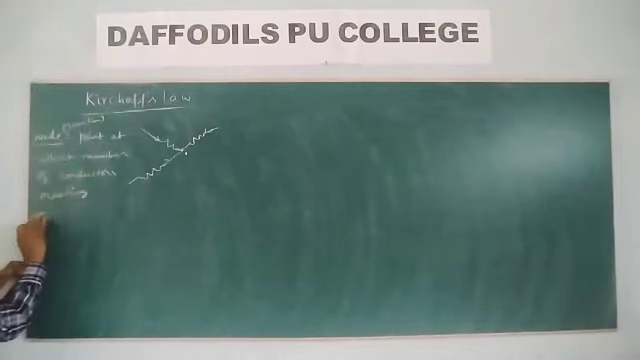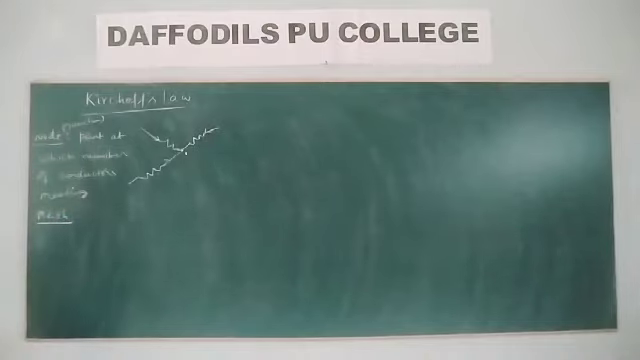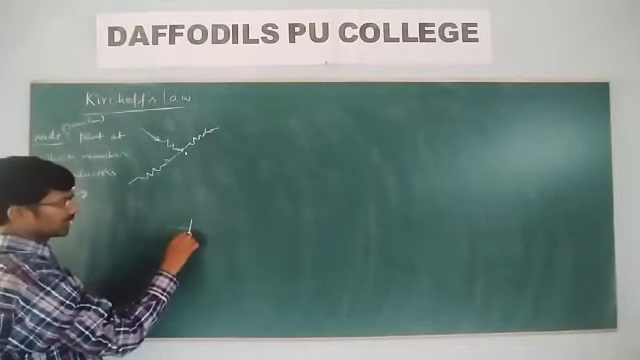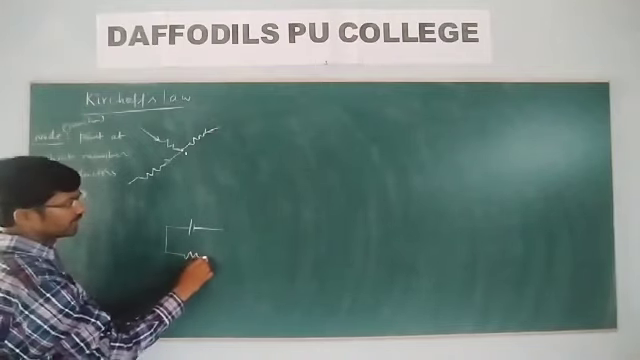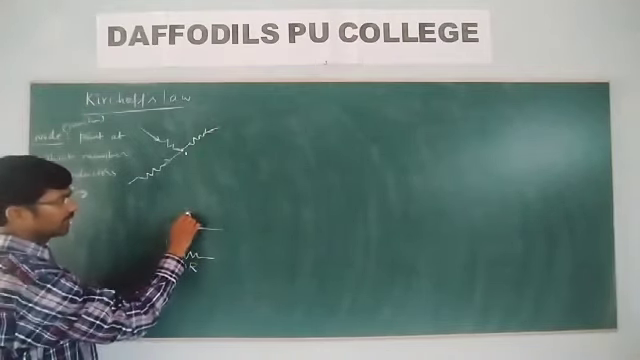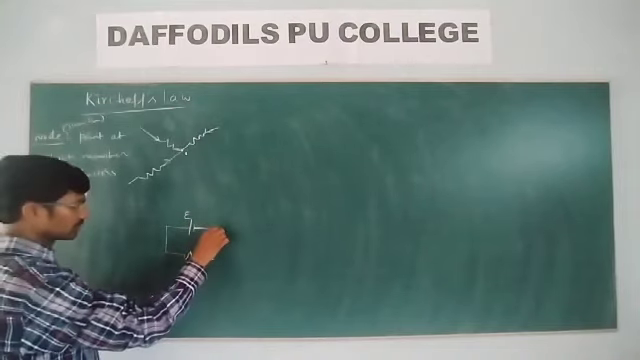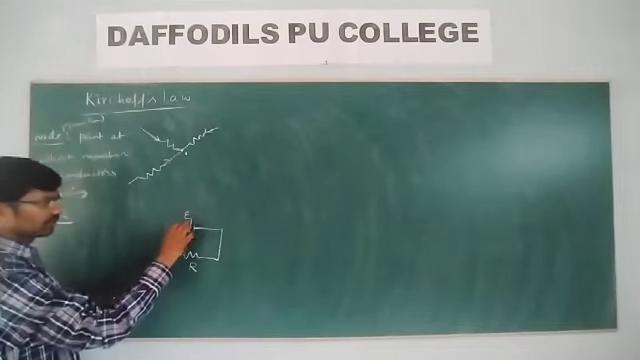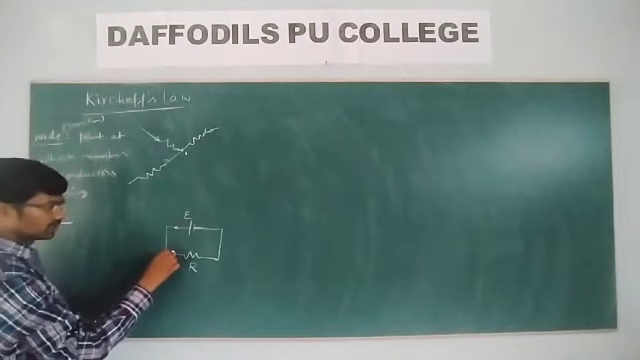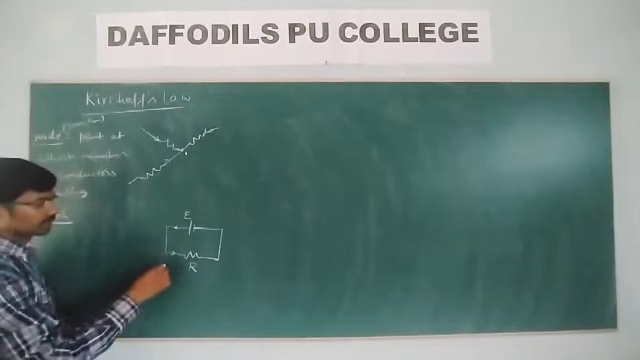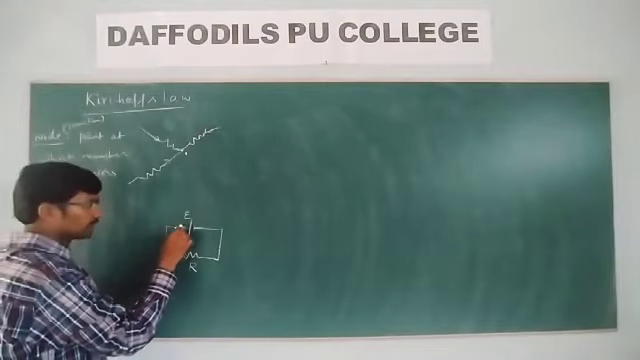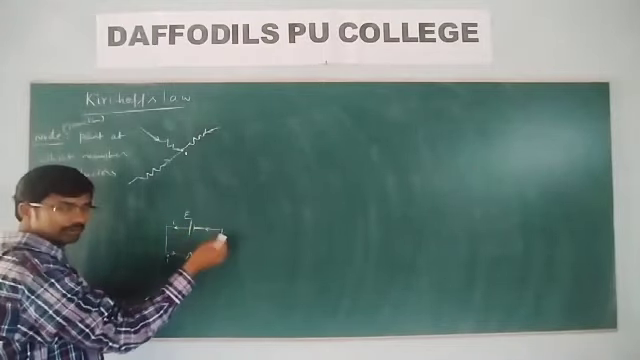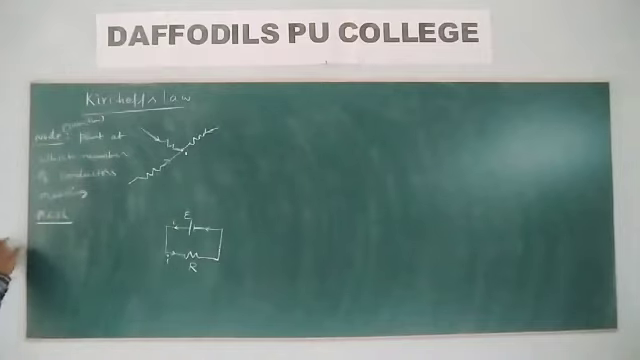Now, what about a mesh or loop? What do you mean by mesh? Let me take a cell with EMF E and a resistor. I is the current flowing through the circuit. The same current that leaves one end of the cell enters the other end of the cell.